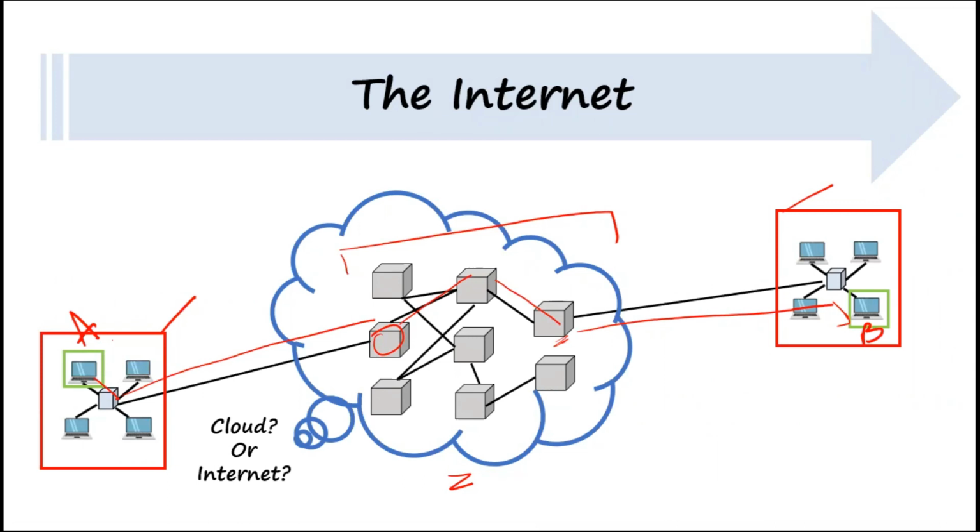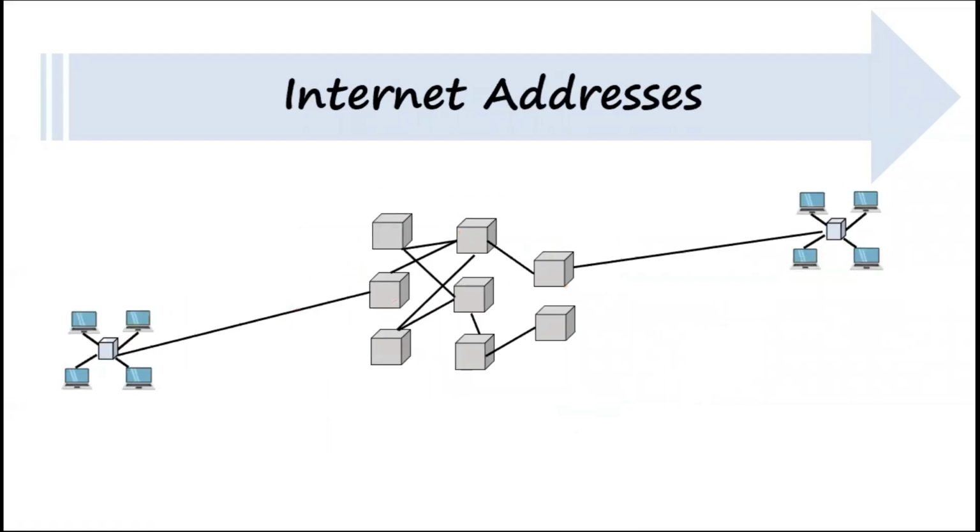So how do we tell the internet where to send data? We know how a connection is established, but how do we tell it to send data to B? How do we identify what is point A, what is point B, for the information to travel? This brings us to a very interesting topic, that is internet addresses.